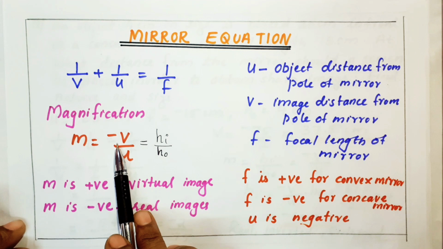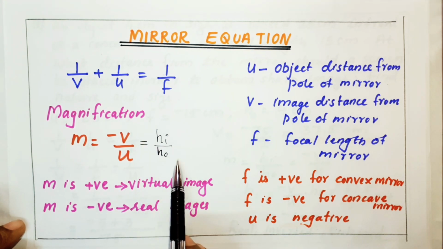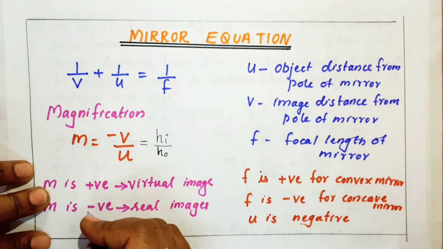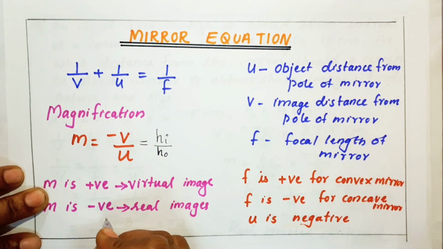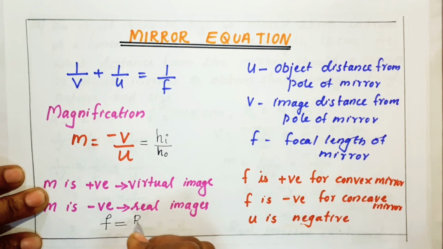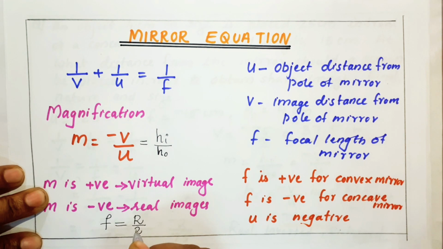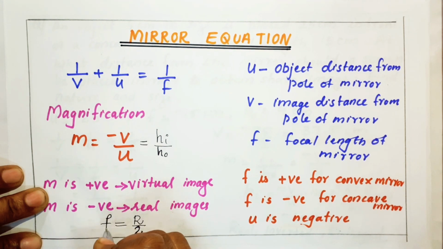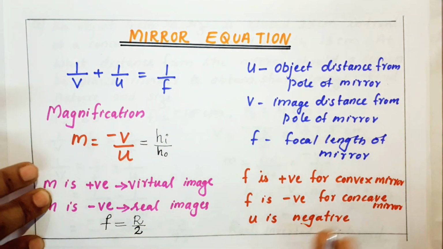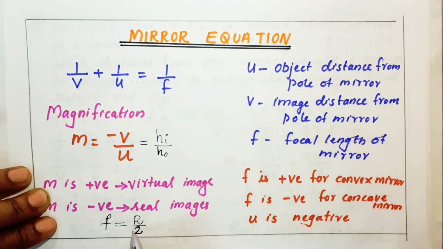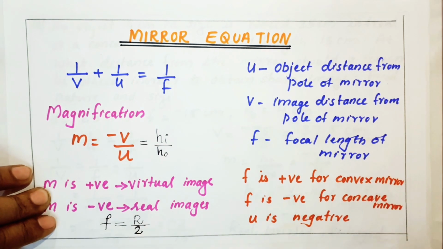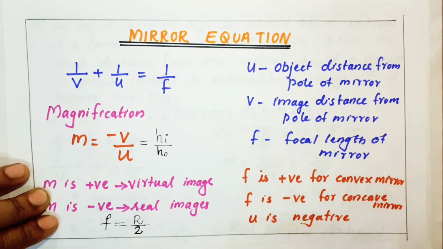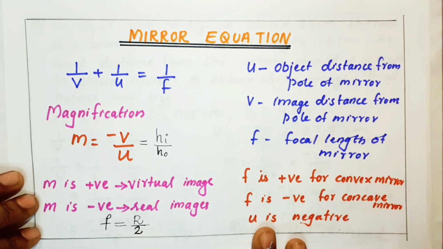Magnification equation I wrote: M equals minus V by U, that is equal to HI by HO. And one more equation I need to tell about is the focal length. F is equal to R by 2. Remember, very important equation. F is the focal length, R is the radius of curvature, divided by 2. So this equation is required for doing numericals.